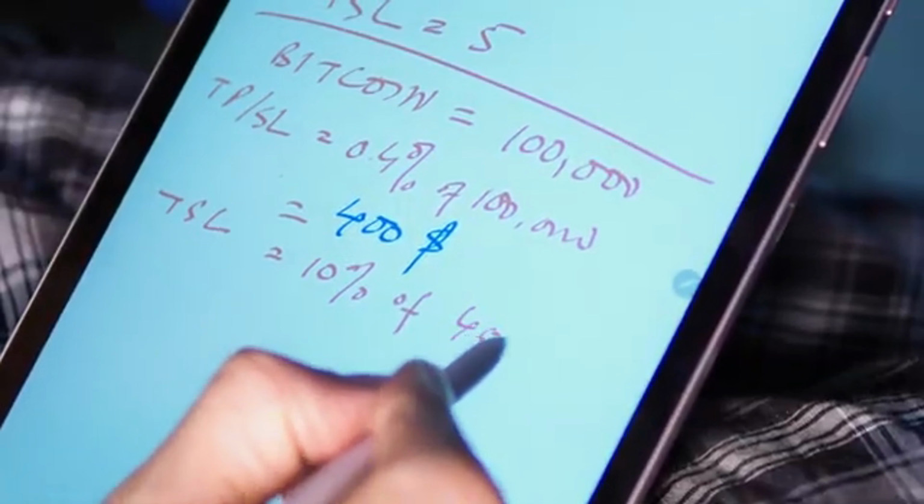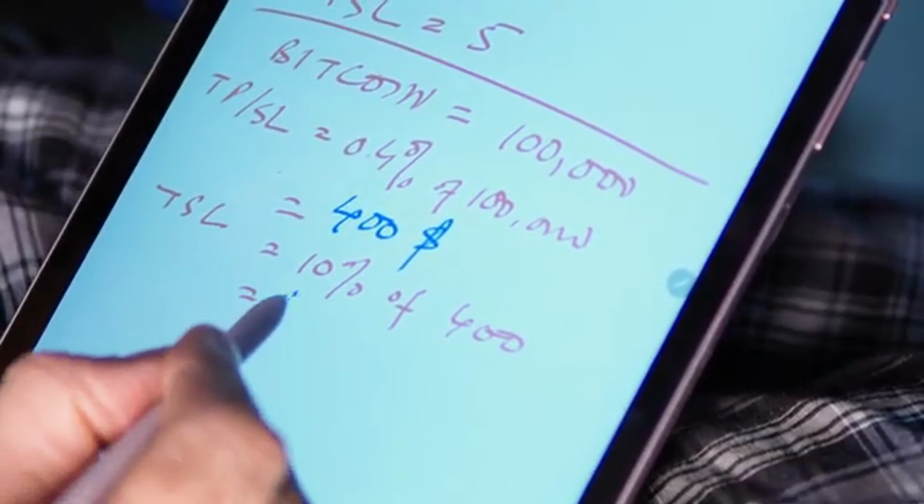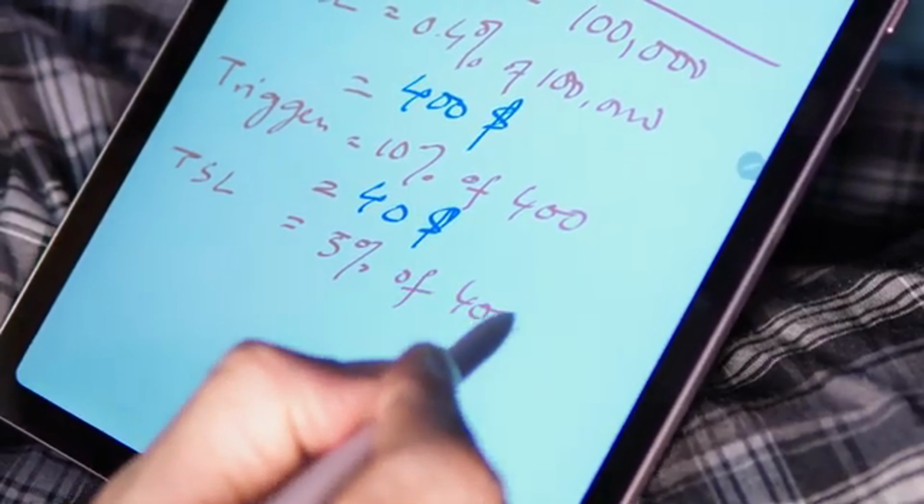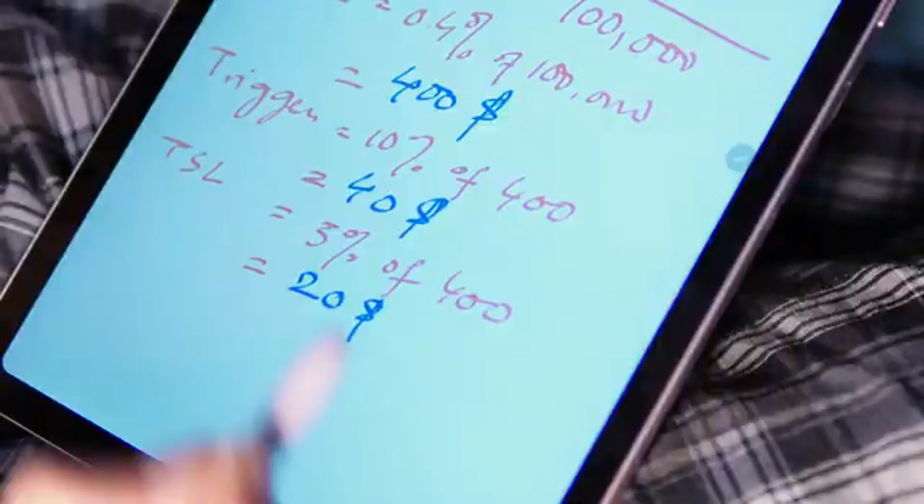And then the trailing stop loss will trigger once the price has moved in our favorable direction by 10% of the stop loss. So taking that $400, 10% of that is 40. So only when the price has moved more than $40 in profit, that's when the trailing will start. And then the trailing is 5% of the stop loss, so $20. So at any point in time, the distance between the price and the trailing stop loss will be $20 going up.